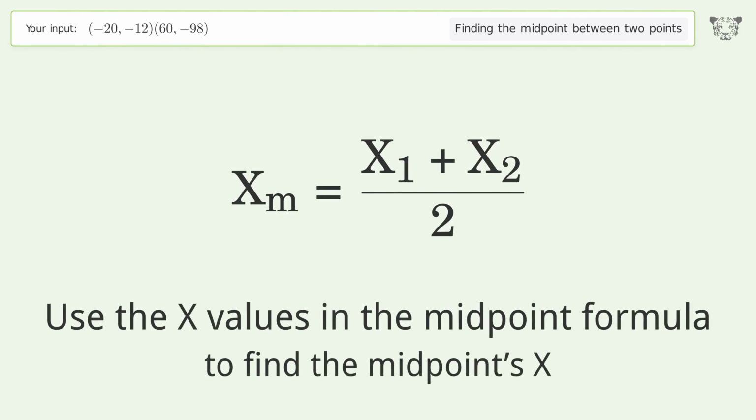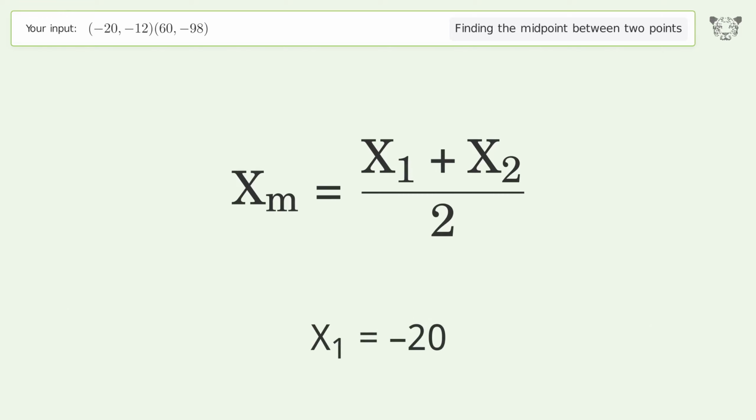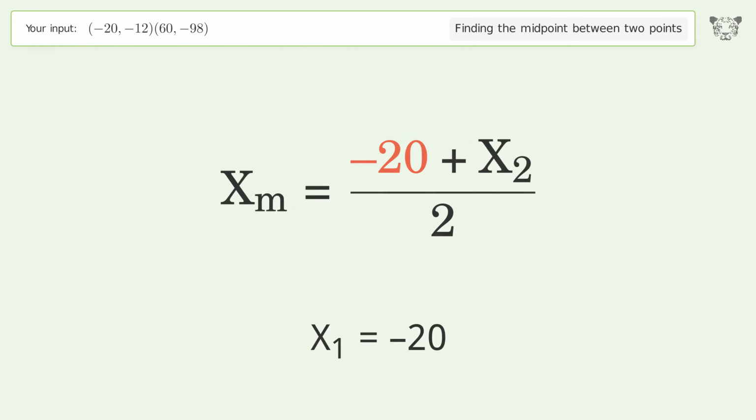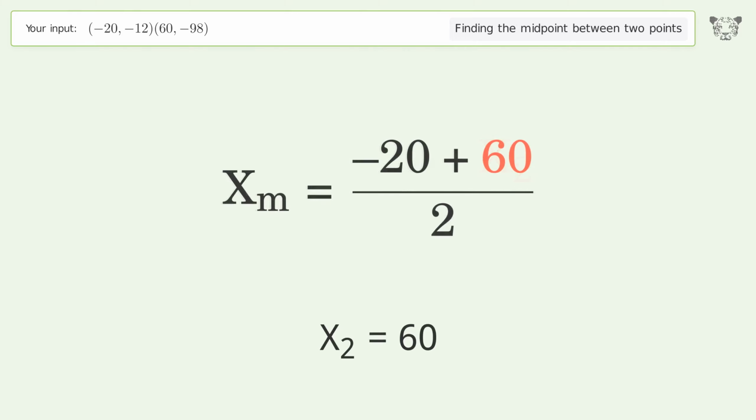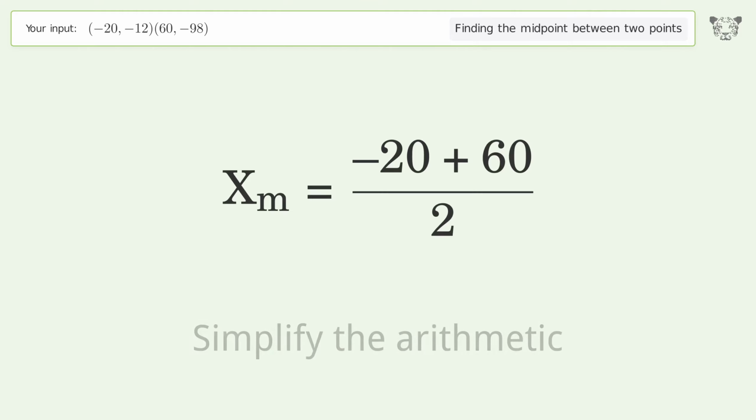Use the x values in the midpoint formula to find the midpoint's x. x1 equals -20. x2 equals 60. Simplify the arithmetic.